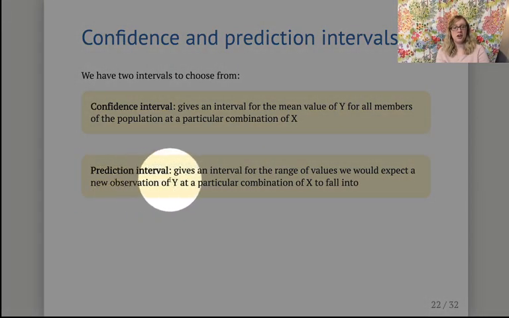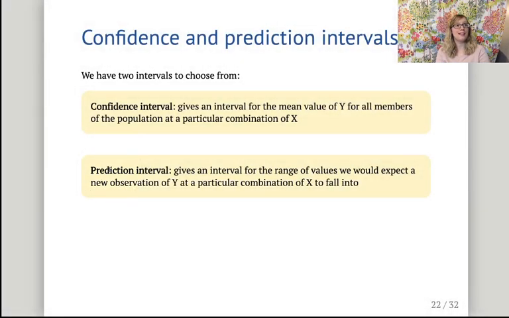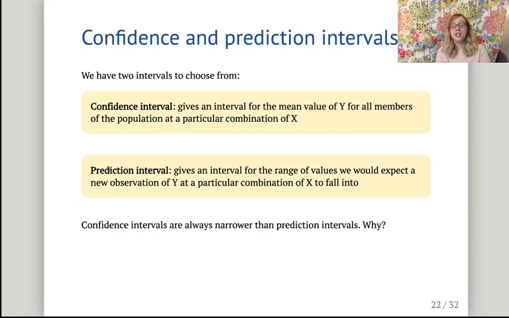So if we want to know what we should expect for a single new observation, we'll use the prediction interval. The prediction interval is always going to be bigger than the confidence interval, and the reason for that has to do with the variability of the mean. When you take an average of multiple observations, you decrease that variability. We've seen that time and time again. The bigger your sample, the less variability there is in your sample results.